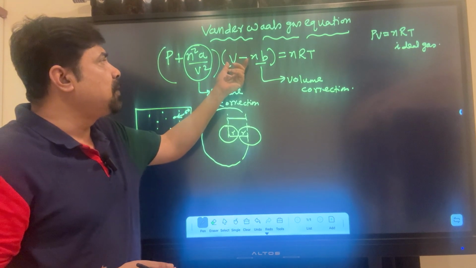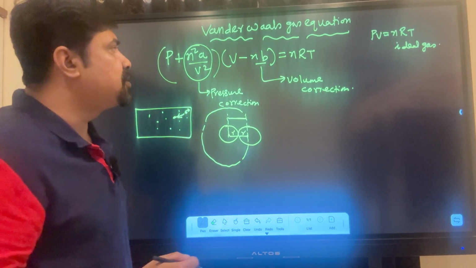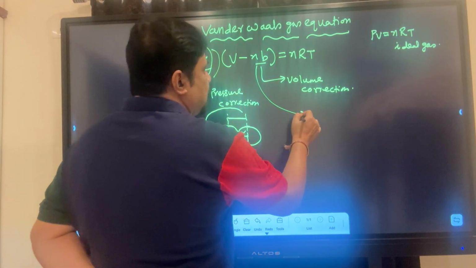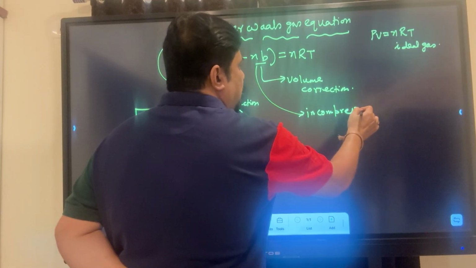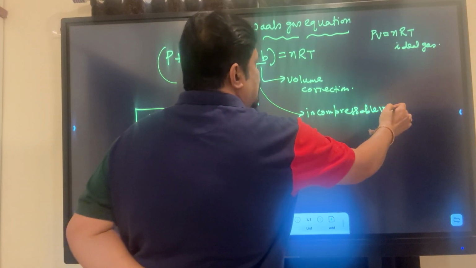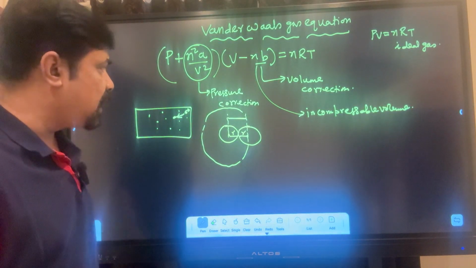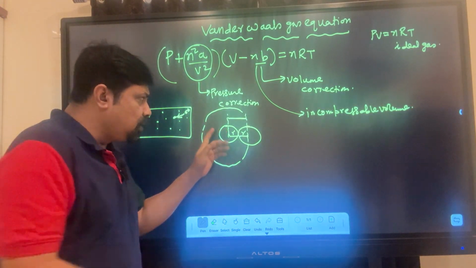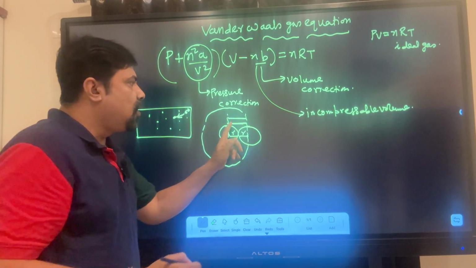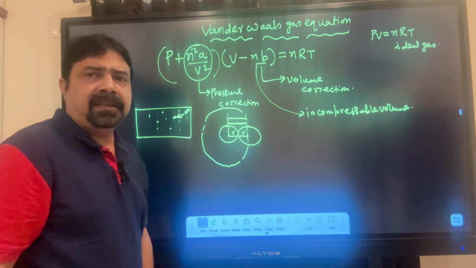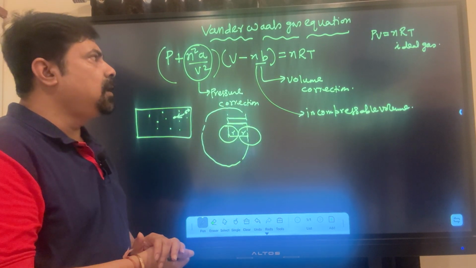So from the volume we need to subtract some amount, which is nB, called the incompressible volume. Because the molecule is considered a hard sphere, again I am telling you, this molecule cannot penetrate the other one. This part of the volume cannot be occupied by the molecule; it can only come up to this level. That's why this volume is called the incompressible volume.